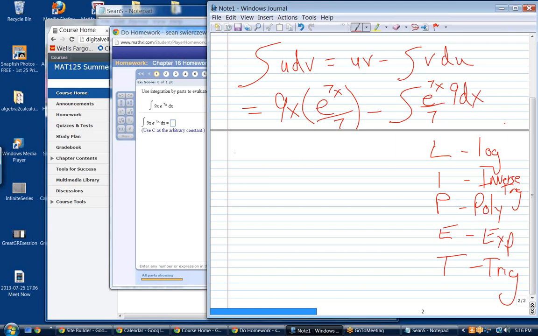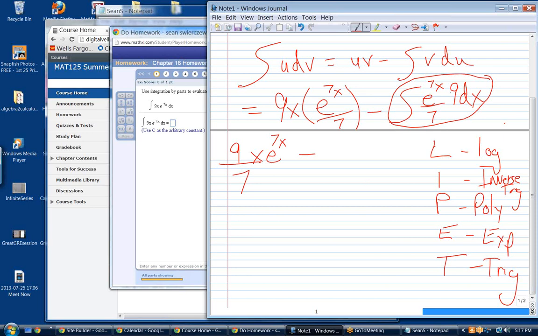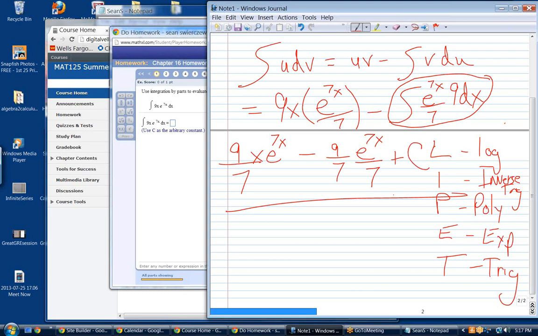So we now have 9/7 x e to the 7x minus, well, what's the integral of this? This 9/7 I can take outside the integral, first of all. And now we have the integral of e to the 7x, which is what? E to the 7x over 7. Correct. Plus c. So there's our answer. We've integrated it.